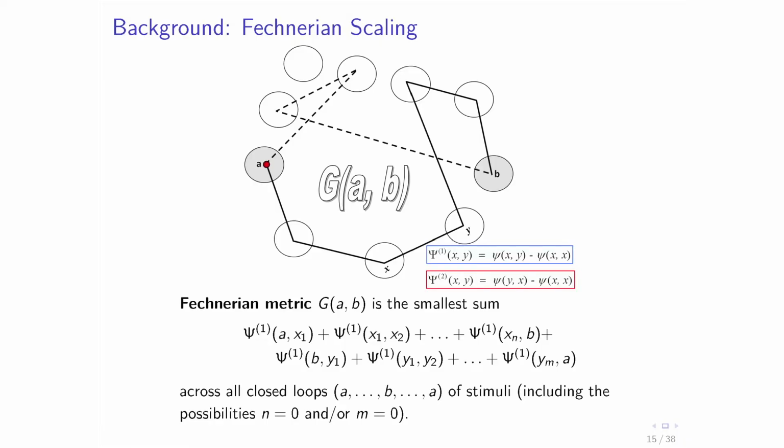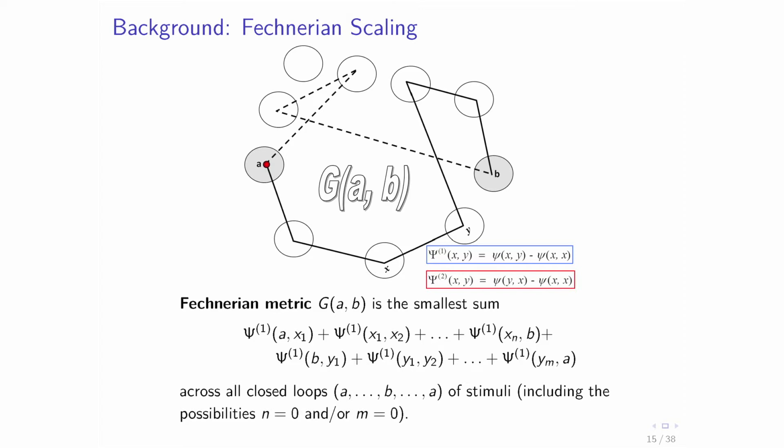How do we compute this distance or metric, the Fechnerian distance, in one observation area? Now here you see this, let's assume this is just a finite hypothetical set of stimuli, and we want to compute the distance from A to B. So the weights of these edges here are defined by the psychometric increment.